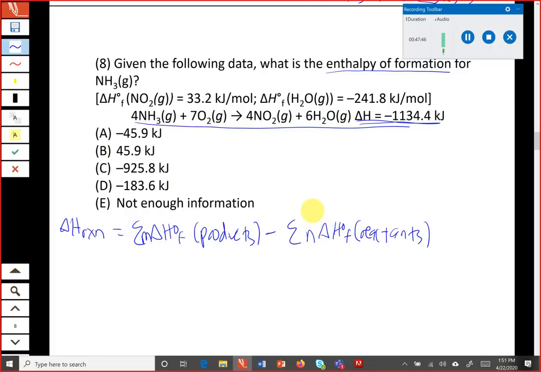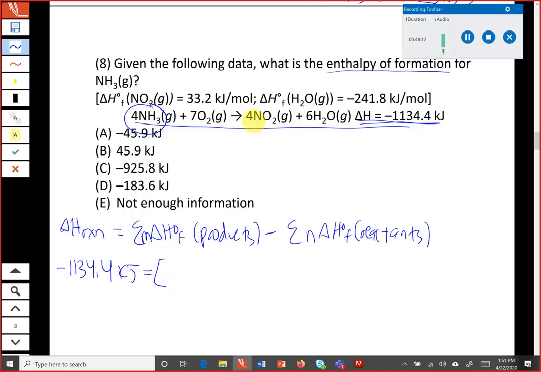And in this problem here, then, the unknown is going to be the delta H of formation for NH3, which is one of our reactants. So if we start putting numbers in, the delta H given to us for the reaction is minus 1134.4 kilojoules. And if you'll forgive me, I'll put units in just so you guys don't get mad at me, even though you never do. And that's going to be equal to, again, the sum of the delta H's of formation for products minus reactants.